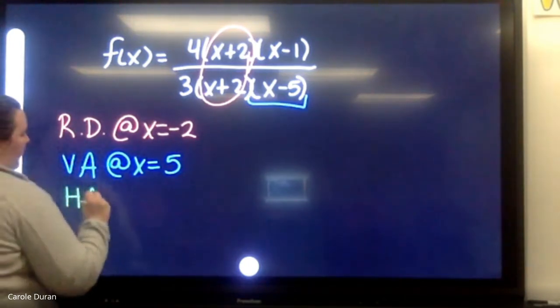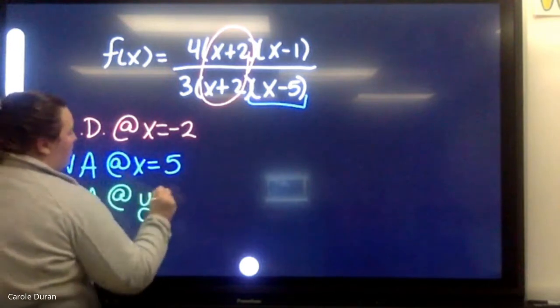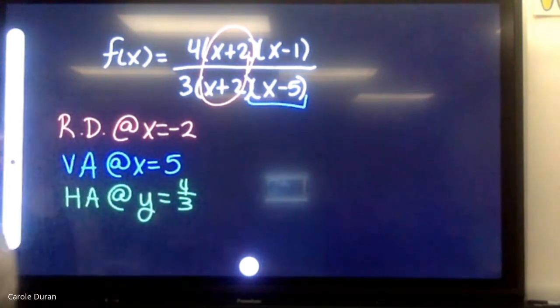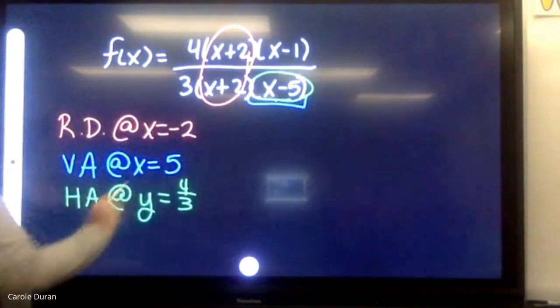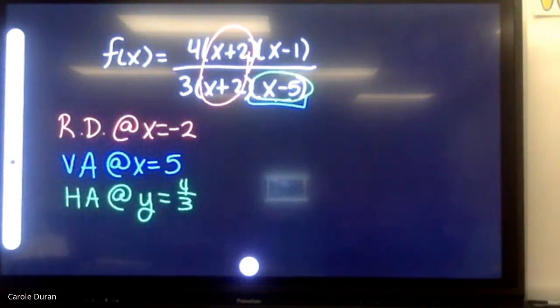So my horizontal asymptote is at y equals 4/3. Wait, why is the vertical at 5? I must have missed it. I had a factor left in my denominator. I set that equal to 0, and that's how I got that. You just take the leftover factor out of the denominator. Yeah, that's it. That's my vertical.